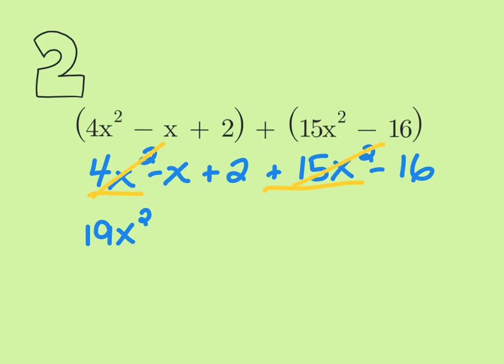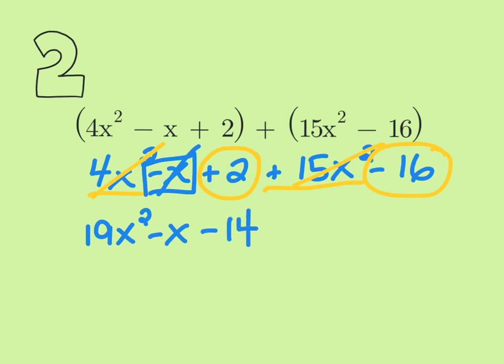I'm going to cross those two off, and I'm going to go to negative x next, and there's nothing like with that, so I'll just recopy it. And then I have a positive 2 and a negative 16. So 2 minus 16 is negative 14, so I write that as a minus 14. This again is simplified because there's no like terms or parentheses remaining. It would be a trinomial.